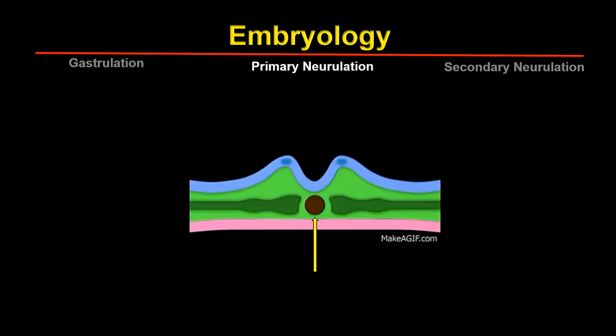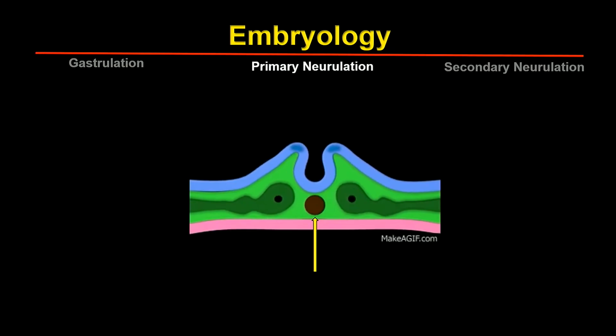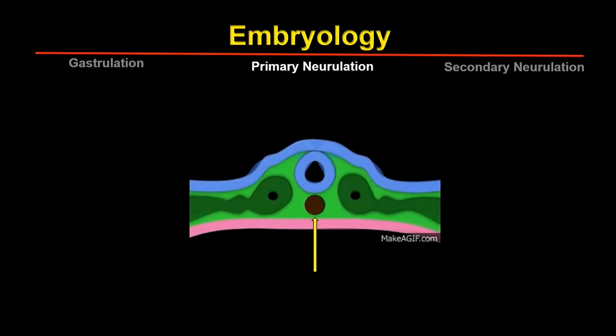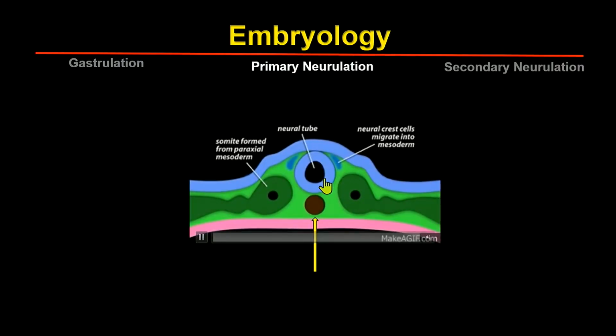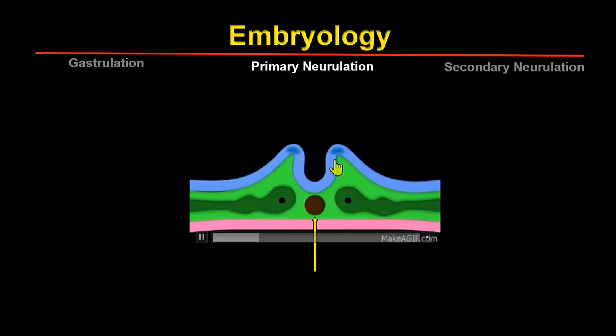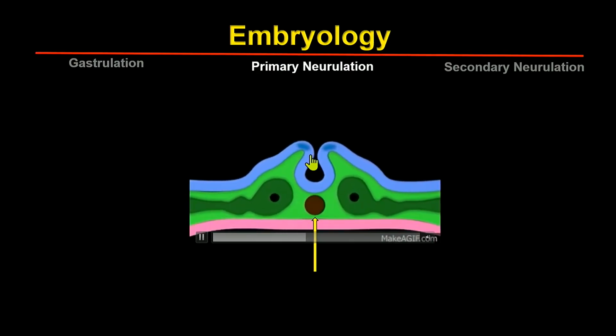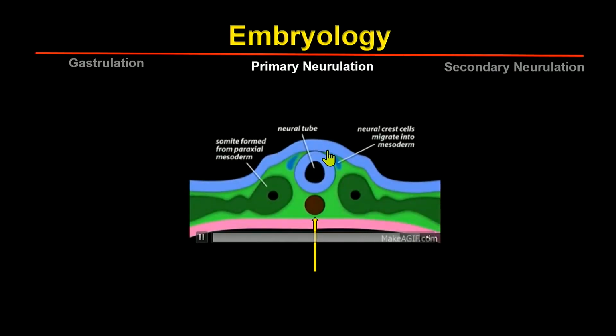Moving on to primary neurulation, I'm hoping this video is going to work. Once the three layers are formed, which are the ectoderm, the mesoderm, and the endoderm, the notochord identifies a portion of the ectoderm, which then becomes the neural plate. That neural plate is again stimulated by the notochord to form the neural fold, the neural groove, and eventually the neural tube. And once the neural tube is formed, the cutaneous ectoderm separates from the neural ectoderm.